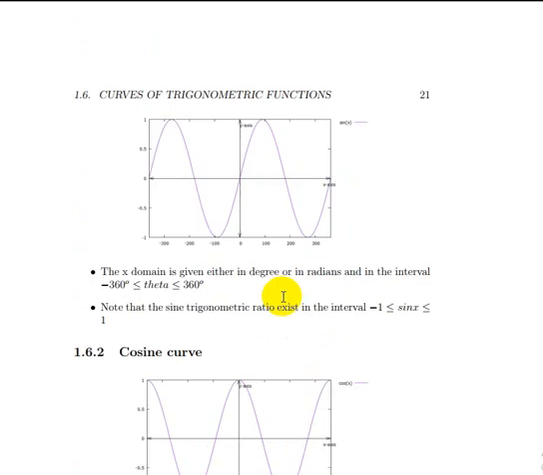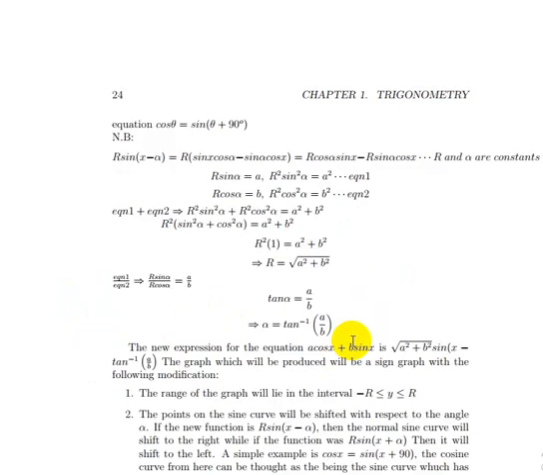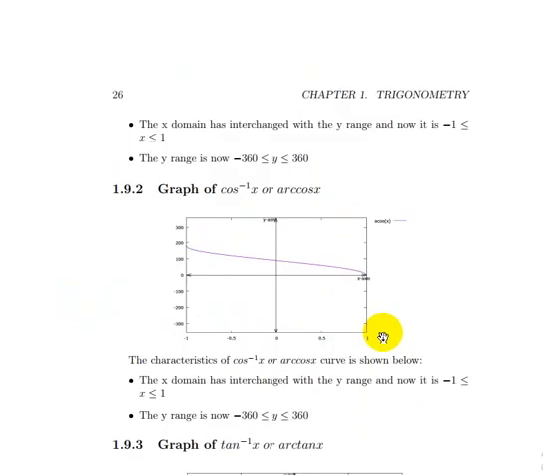when we consider above here, we see that the x domain is -360 degrees to 360 degrees, and the y range is going to be -1 less than or equal to y, or sine x, less than or equal to 1. Now you see that this y range is now going to be the x domain in the inverse curves, and this one is going to be instead the y interval in the inverse curves.